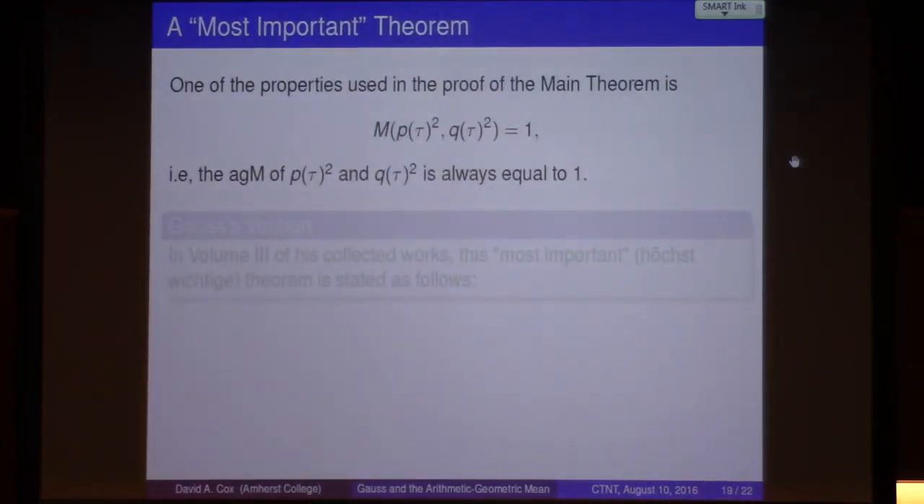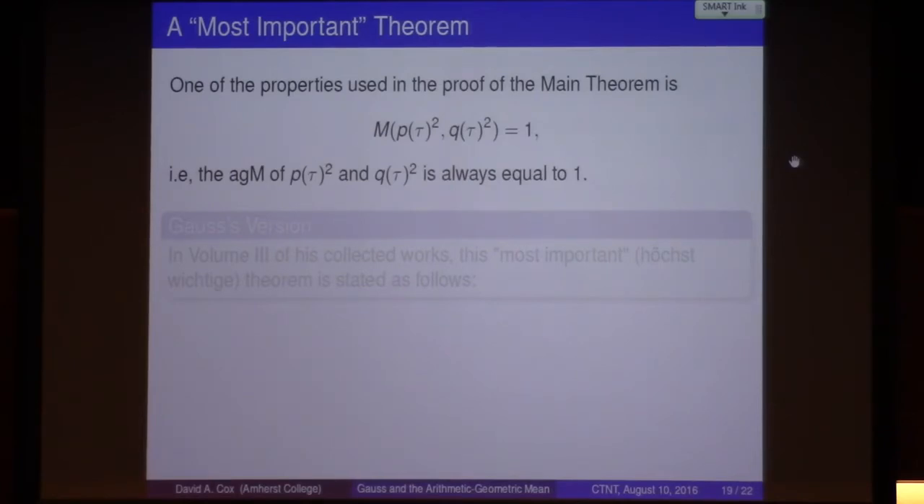Now, one of the things that we used in our proof of the main theorem was this fact that when you take these theta functions, their arithmetic geometric mean is always equal to 1. And when we did that and were sort of clever with it, we were able to actually get an approach to the whole thing.